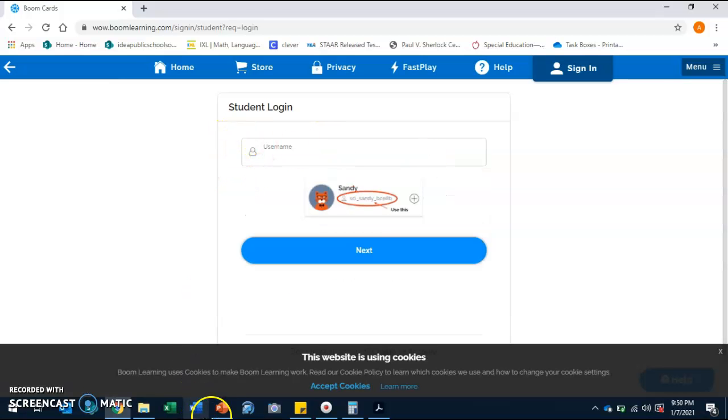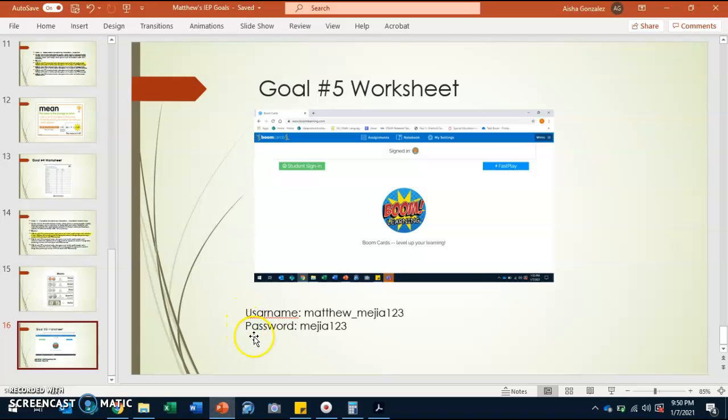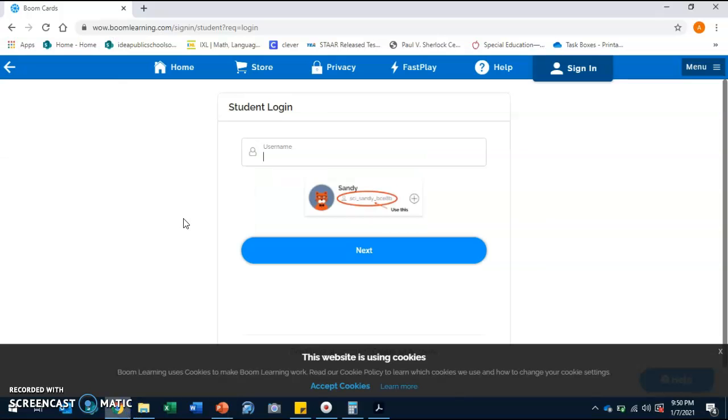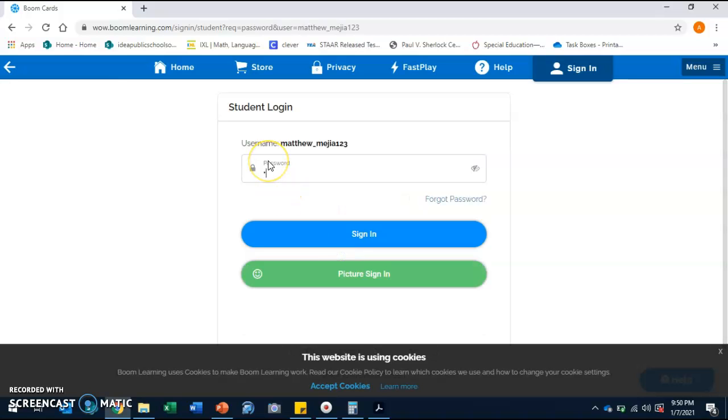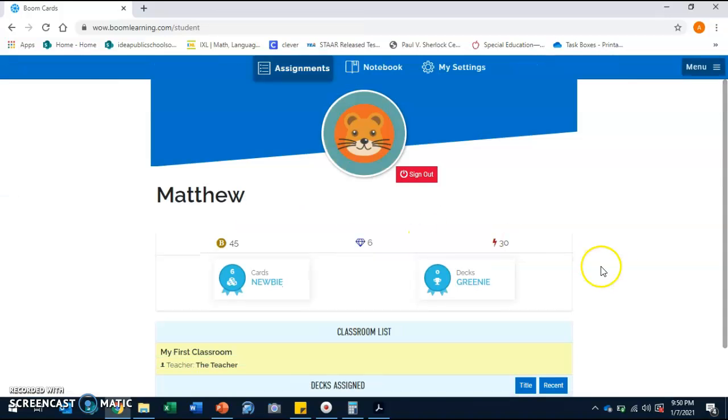It's going to ask you for your username. Your username and password are right here. If it is easy for you, take a picture of it with your phone. That way you can have access to it. I will send it to you through Teams as well, but if this is easier for you, just take a picture. So your username is Matthew_Mejia 123, and your password is Mejia 123, and you would sign in.